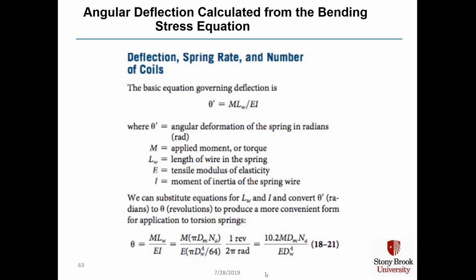By performing substitutions for L sub w and I and converting radians to revolutions, we see that the angle theta, using the substitutions in equation 18-21, is 10.2 times the moment times the mean diameter times the number of active coils divided by the quantity tensile modulus of elasticity times wire diameter to the fourth.